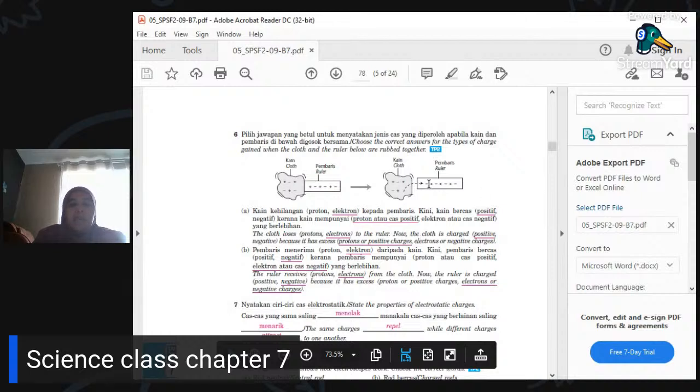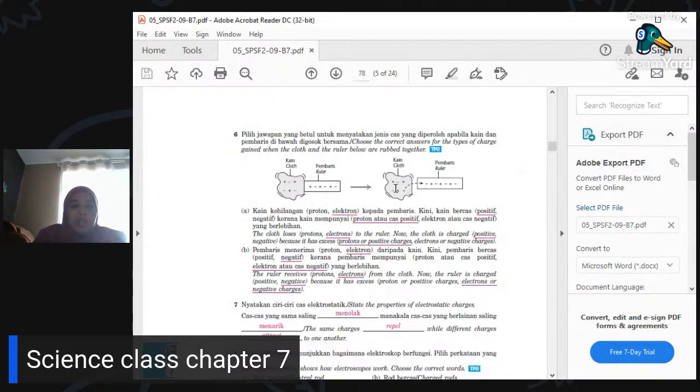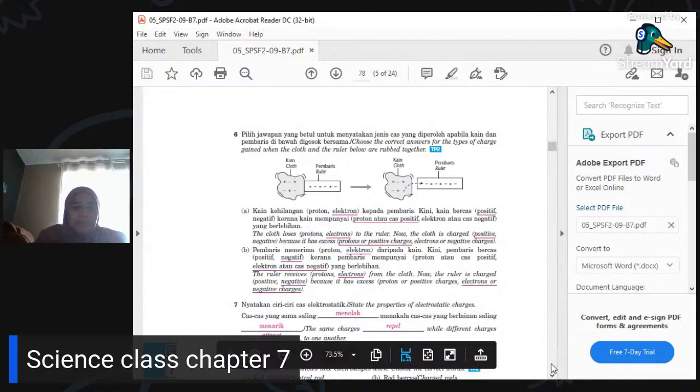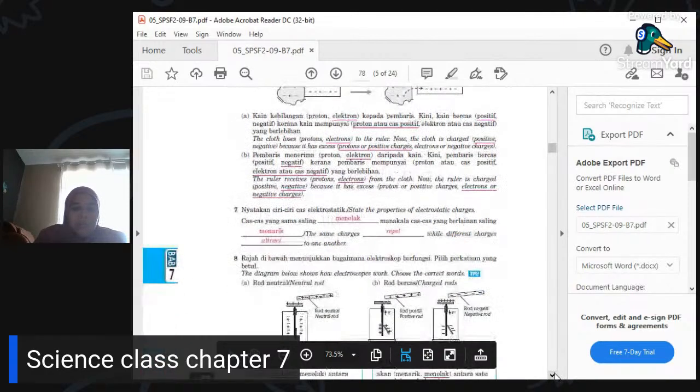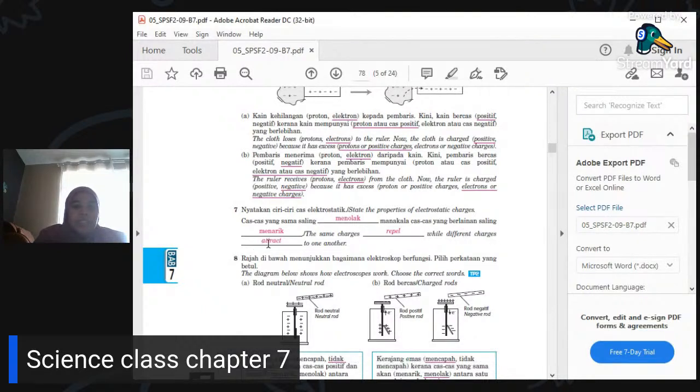So after we rub, the positive will go to the cloth, and the negative will remain at the ruler. The same charges repel, while different charges attract one another. If it's the same charges, it will repel, but if it's different charges, it will attract.